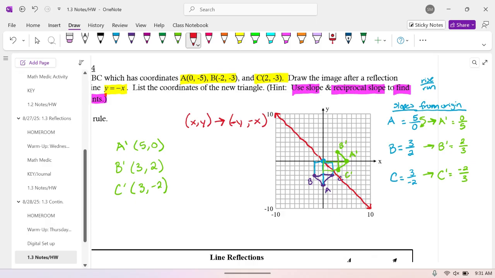That's the only difference. And you can remember that by going, okay, if y is negative x, that just means that we also got to flip the signs besides flipping the point values.